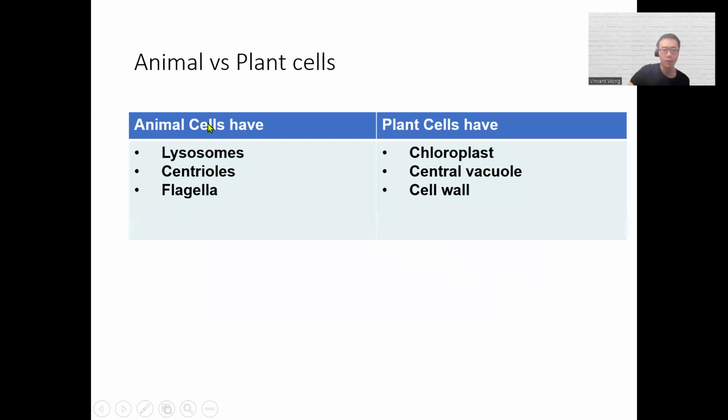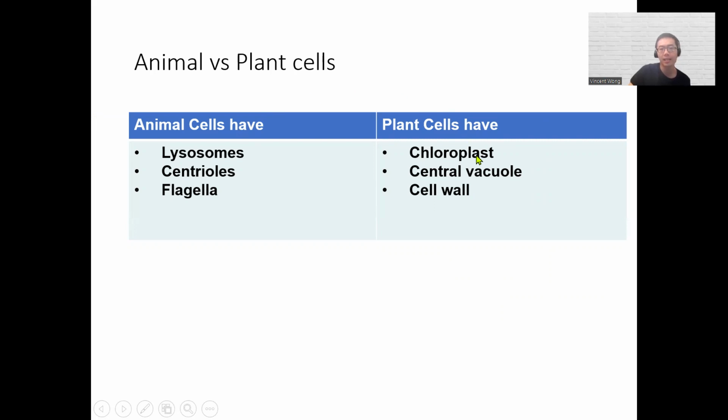Just to refresh your memory, here is a list of things that are unique to animal cells but not plant cells. You will find lysosomes, centrioles, and flagella in animal cells. In plant cells, you will find chloroplast, central vacuole, and cell wall. This is plant versus animal.